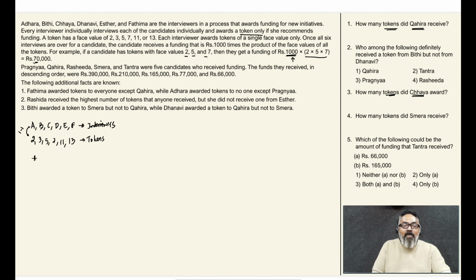There are 5 candidates: P, Q, R, S, and T. Those are the candidates, and they receive funding in descending order. I'm not interested in 1000, because that is not relevant.